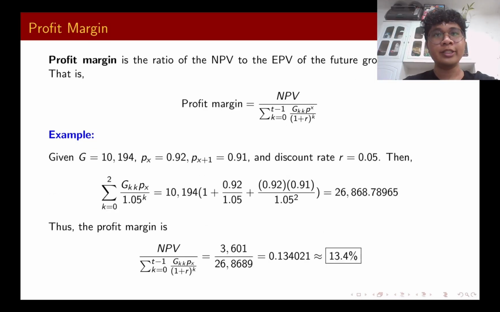So we will now break down two financial concepts. First of all is profit margin, which measures how much of the premiums collected turn into profit. The formula in simpler terms is profit margin equals the net present value divided by the total expected value of premiums. So for example, we collected premiums of 10,194 for variable rates of 0.92 and 0.91 and a 5% interest rate. The total expected value is 26,868. Plugging that value into the formula for profit margin, we get 13.4%, meaning for every peso collected in premiums, we will receive 13.4% profit.